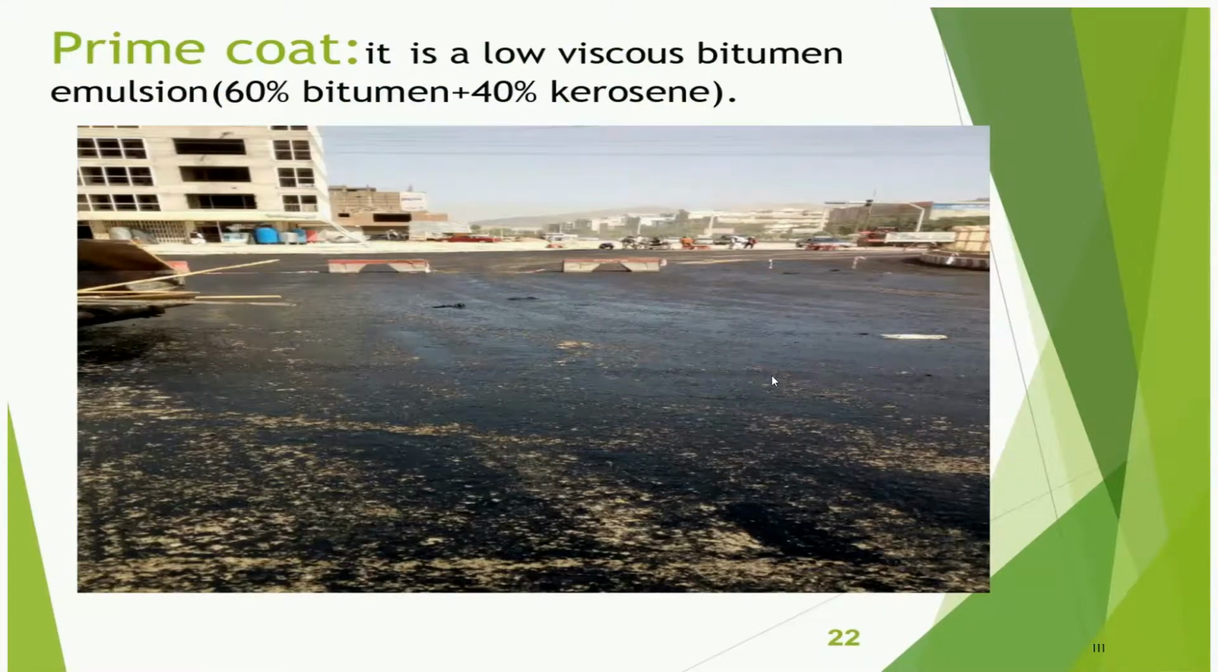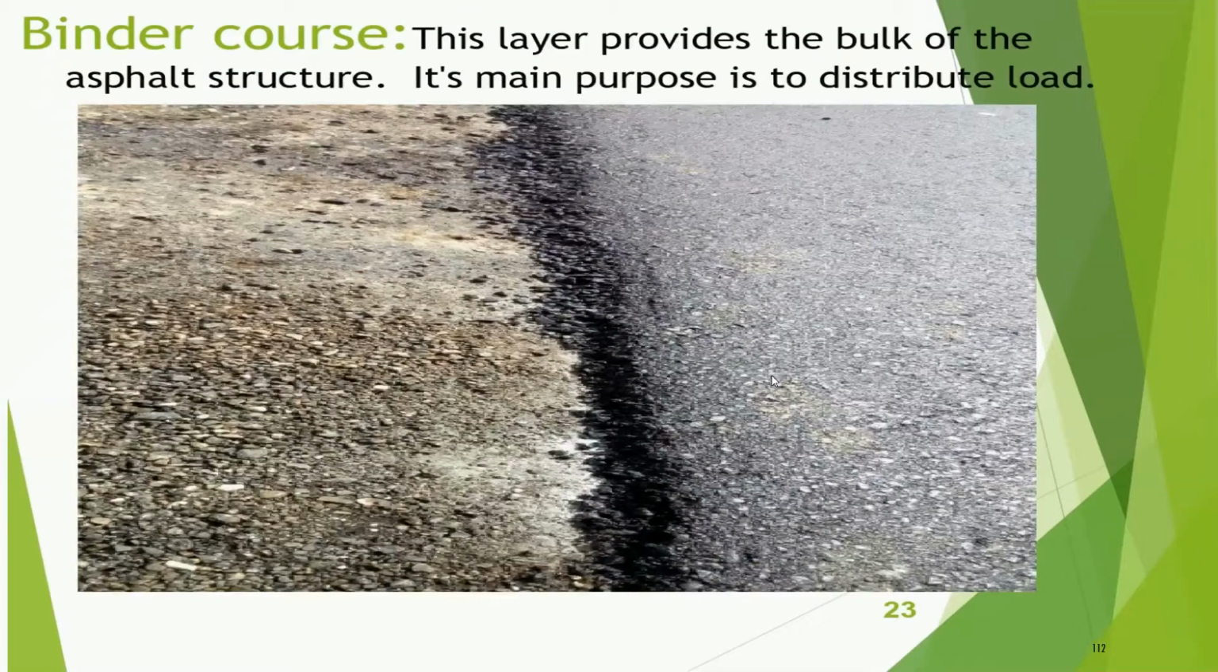Prime coat. It is not exactly the topmost, but below the topmost course we provide the prime coat, and it is a low viscous bitumen with an emulsion of 60%. Also, 40% kerosene can be added to this bitumen to provide the prime coat. So this is the initial layer which we provide on the upper side of the flexible pavement.